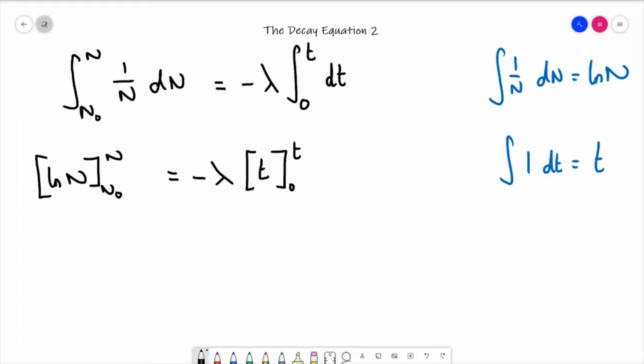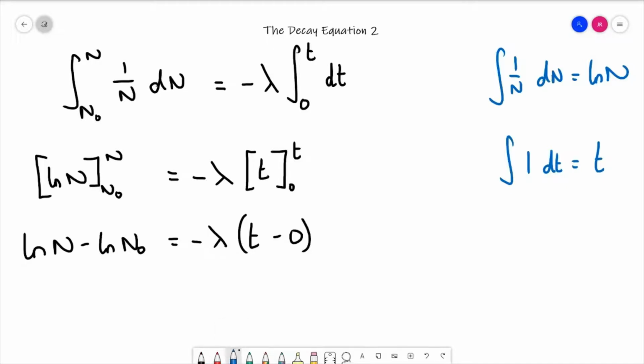Next stage then, we need to now expand with these limits. So on the left hand side, we end up with the natural log of n minus the natural log of n0. On the right hand side, we've still got minus lambda, and our limits say t minus 0.